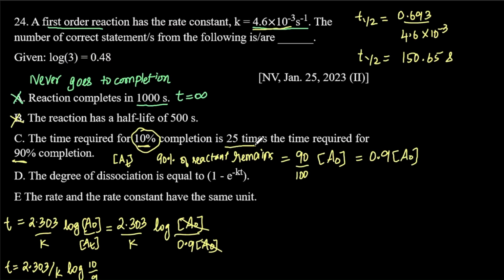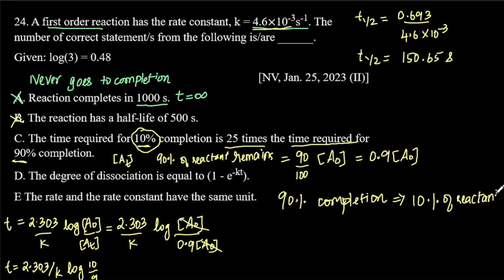So it is 25 times the time required for 90% completion. So now you have to find the time required for 90% completion. So we can write that 90% completion refers to the reactant concentration, that is, 10% of the reactant remains. So the concentration of the reactant at that time is equal to 10% of the initial concentration, which is equal to 0.1 of A naught. So you can again substitute in the same manner.